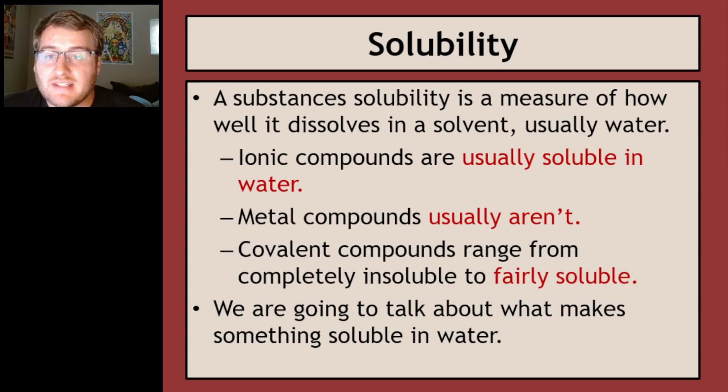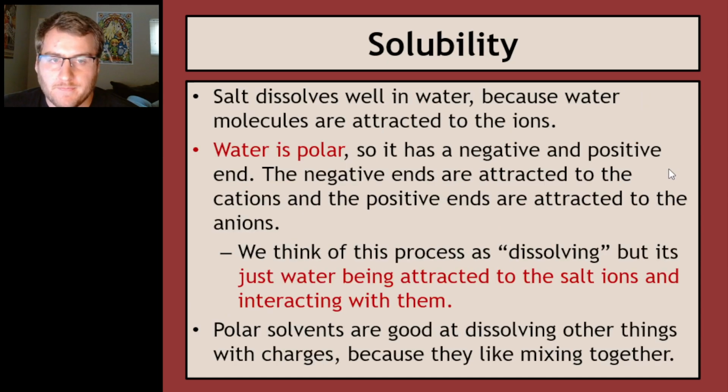Some things are completely insoluble. Imagine like a diamond. Diamonds definitely don't dissolve in water. Or things that are kind of dissolving would be like sugar. Sugar is a covalent compound, but it dissolves a little bit in water. And we're going to talk about what makes something soluble or not, and try to predict which things should dissolve and which things wouldn't based off their chemical properties.